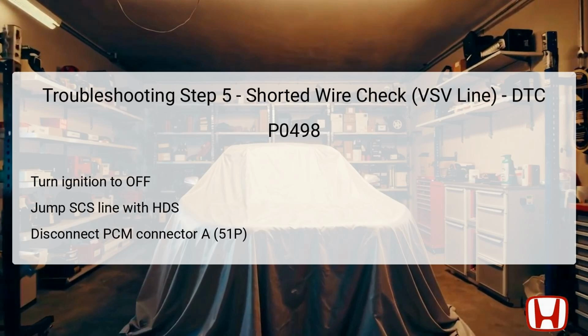This troubleshooting step assesses if a short circuit exists within the wiring harness controlling the vent shut valve. By jumping the SCS line with the HDS, the technician simulates the circuit being active or grounded. Disconnecting the PCM connector A minimizes possible interference or faults originating within the PCM. The continuity between test points is established via a multimeter.